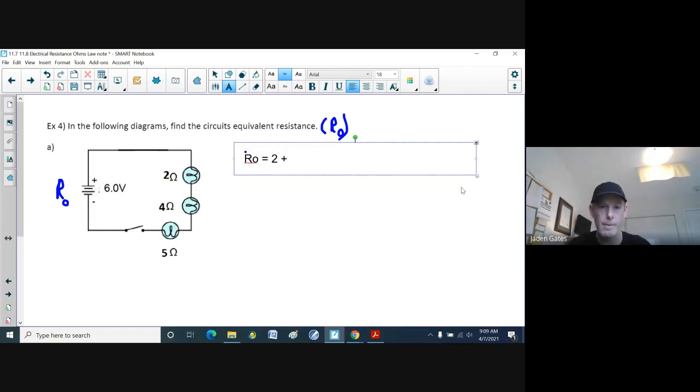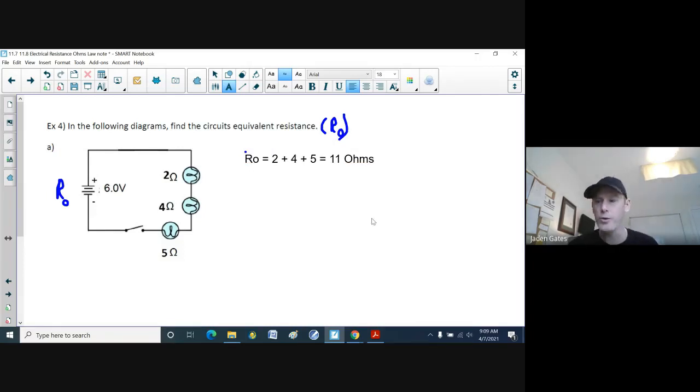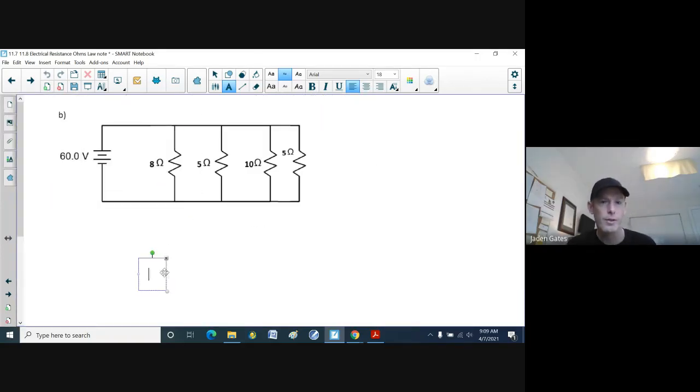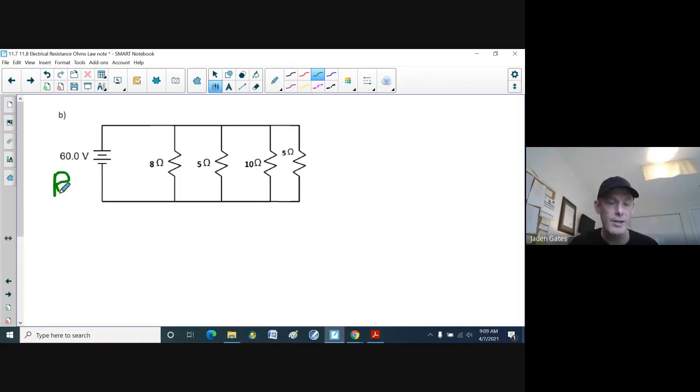So we got 2 plus 4 plus 5. And well, if we add those up, well, we just get 11 ohms. There we go. So again, that's the easiest case. Now, the next case, again, when we get to a parallel circuit, all right? And so again, what we're looking for here is our R naught. All right, the resistance of the total circuit.